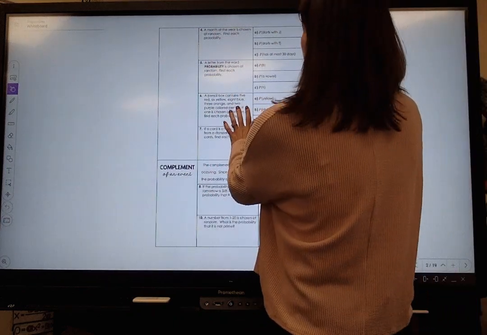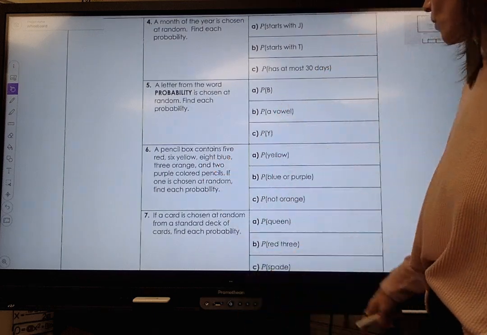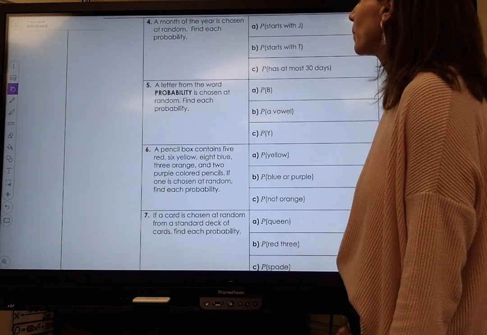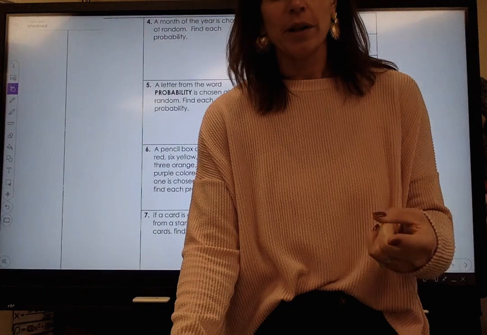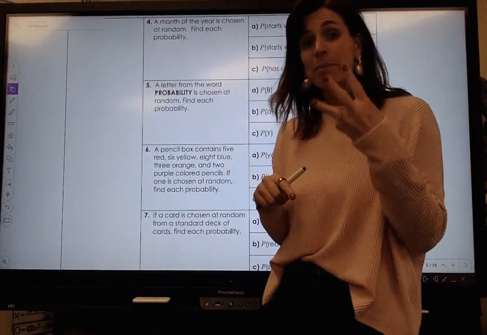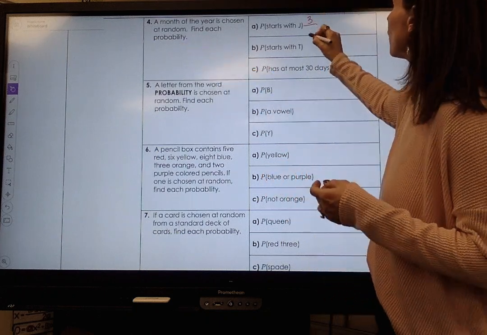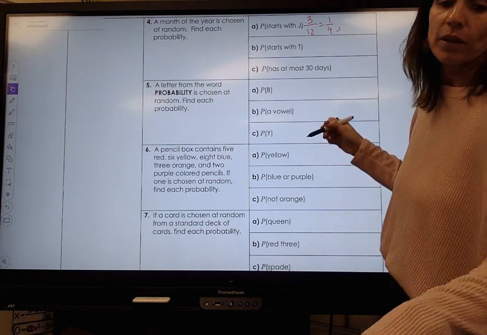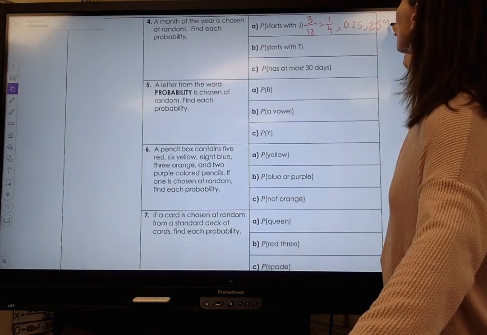All right, let's do number 4. A month of the year is chosen at random. Find each probability. So it starts with a J. What months start with a J? We have January, June, July. You have 3 months that start with J out of the total number, and there are 12 months in a year. So 3 out of 12, which reduces to 1/4. Then I'm going to convert that to a decimal and then to a percent.